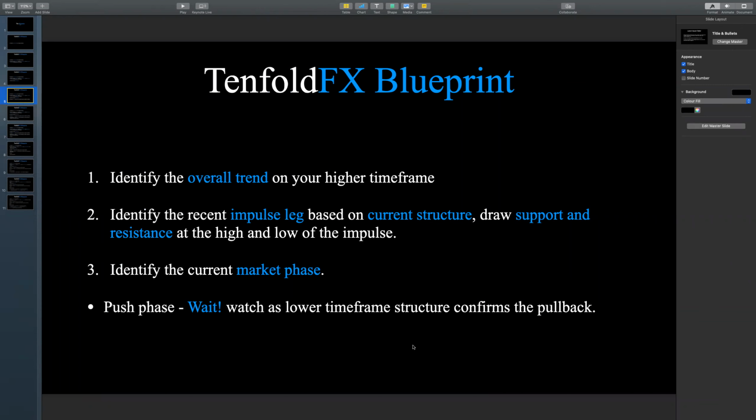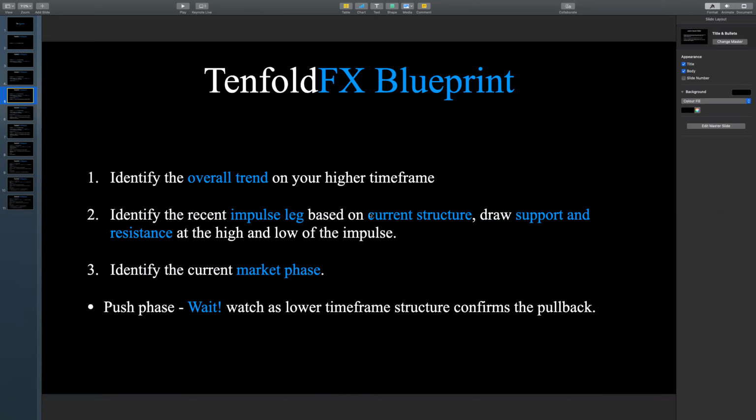So you're waiting on structure to confirm the pullback, right? And these are happening on the lower time frames. It's not going to happen on the higher time frames. It's happening on the lower time frames. Why? Because the lower time frames build the higher time frames. Your M30 break of structure is setting up for either a push or a pullback on H4.